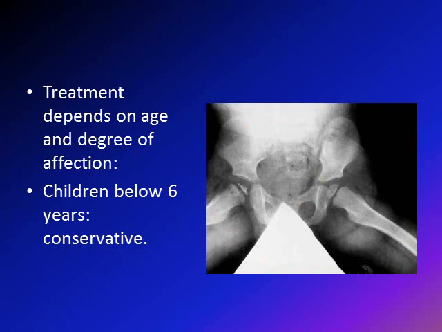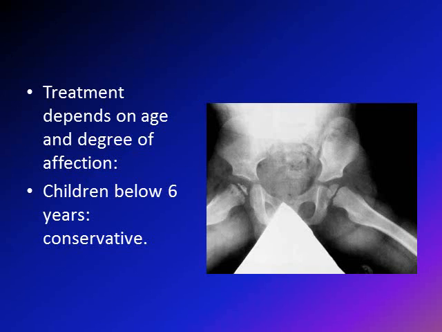This is another X-ray for a child with Perthes disease, frog lateral position. If you compare the right hip to the left hip, you can obviously see the difference. Here is a collapse of the femoral head of the right side compared to the left side. There is some fragmentation. There is increased density of the femoral head. The treatment depends on the age.